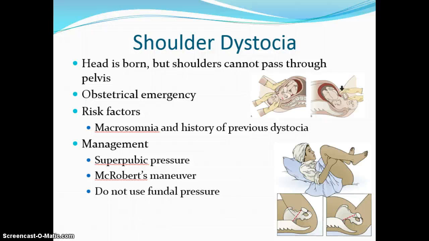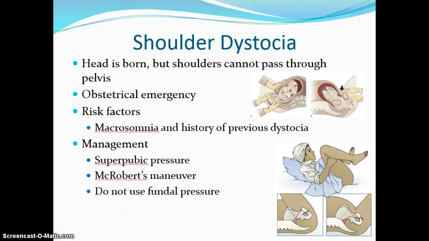So my rule of thumb is once a dystocia, always a dystocia, so we do want to be very cognizant of those. Management is going to be suprapubic pressure, which is not pressure on the uterus or the fundus. It's directly on top of the pubic bone, so where those pubic bones meet, right at like the top of the mons pubis. McRoberts maneuver, which is shown in this picture, so we bring her knees all the way up back by her ears, and that helps to shift the pelvic inlet and open that up. Make sure you do not use fundal pressure because that could lead into rupture of the uterus.